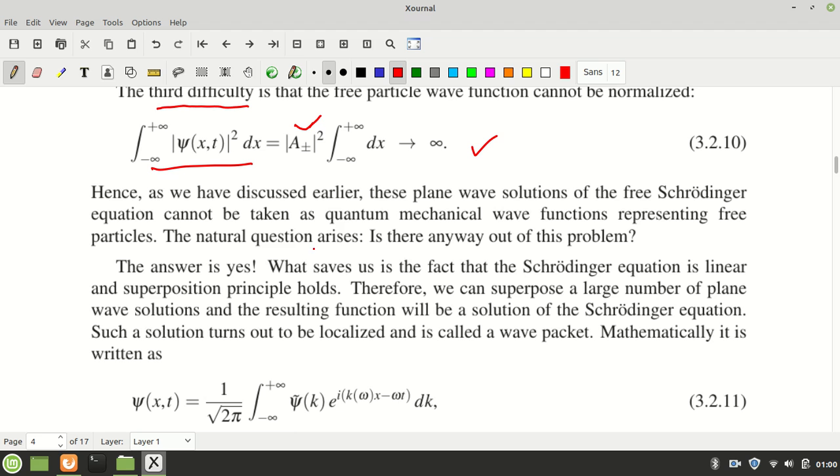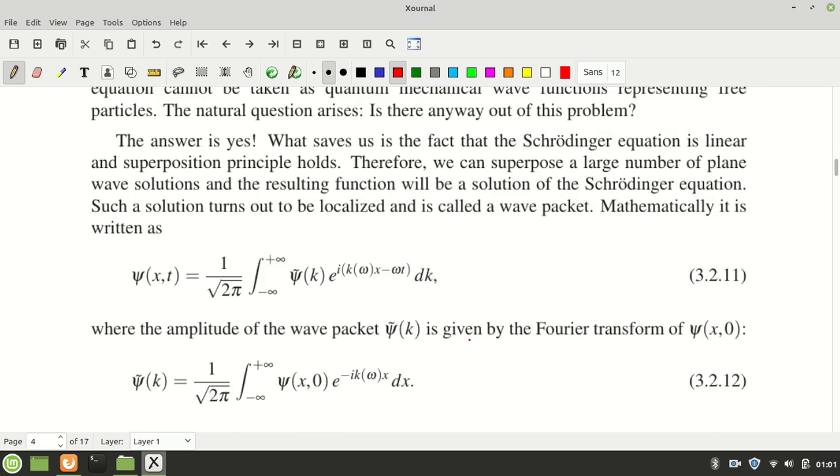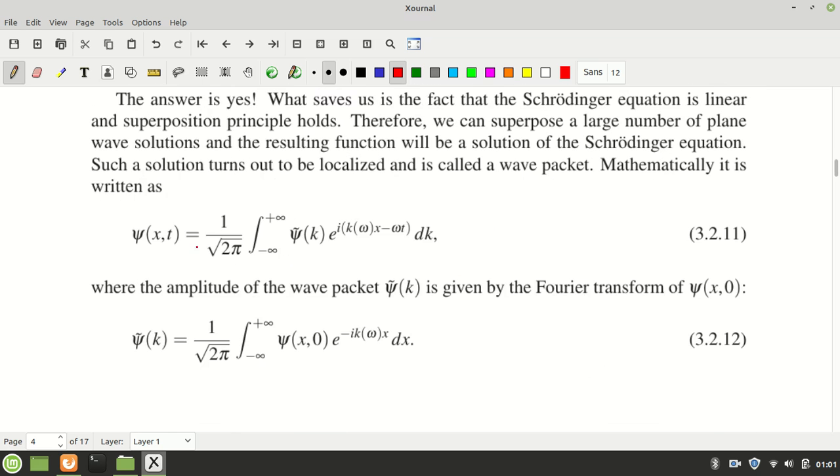So the natural question which arises is, is there any way out of those problems? The answer is yes, and what saves us is that the Schrodinger equation is consistent with the linear superposition principle. So the solutions which we have got in equation 6 can be summed up over the whole space to get the net solution in this form, which is called the wave packet.